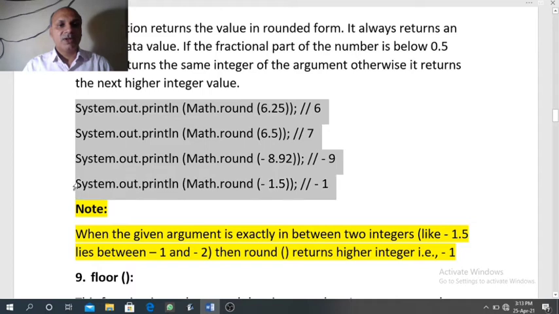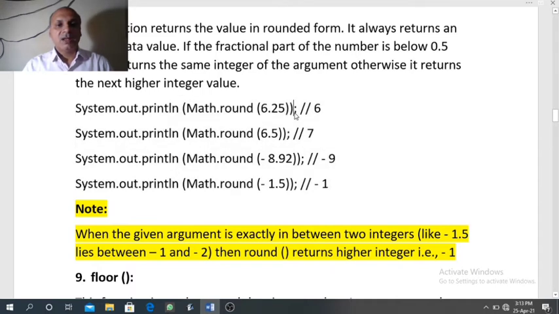Suppose we are going to print the value of math.round. In the first example, 6.25. First we have to see this number belongs between which two integers. So 6.25 belongs between 6 and 7. Here 6.5 is exactly in the middle. So 6.25 is on the left side of 6.5. That is, it is nearer to 6. That is why the answer is 6 in integer format.